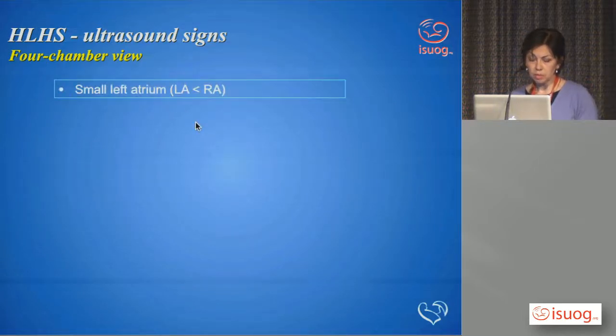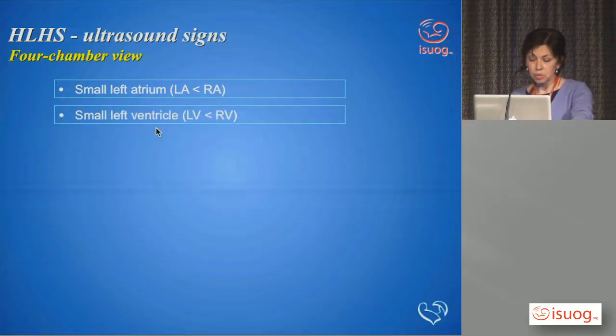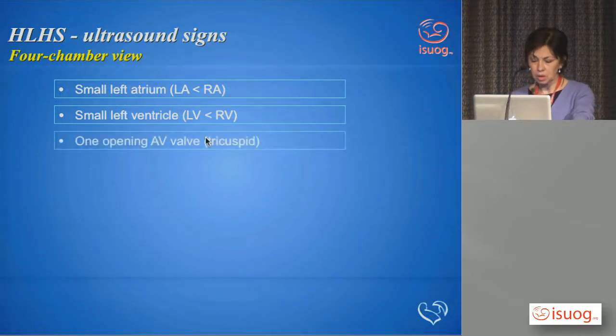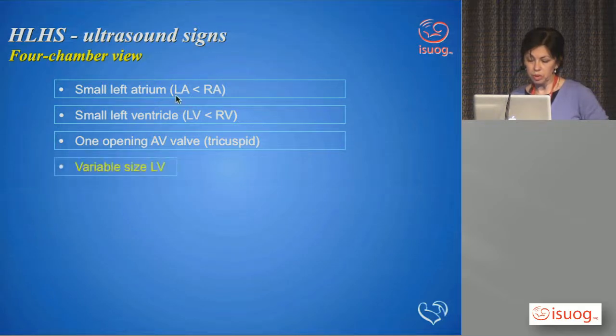Because we have a small or no mitral valve at all, the left atrium is smaller than the right atrium. The left ventricle is smaller than the right ventricle, if you can see the left ventricle at all. This is kind of obvious because we're talking about hypoplastic left heart. So you're going to see only one valve opening. This is important because on your screening, if you only see valves but don't see the movement, you can see the valve close and think there is a normal mitral valve when there is no movement. So only one valve movement.